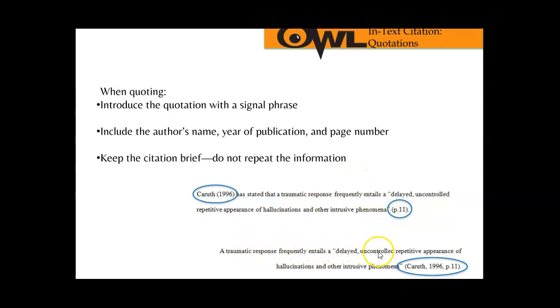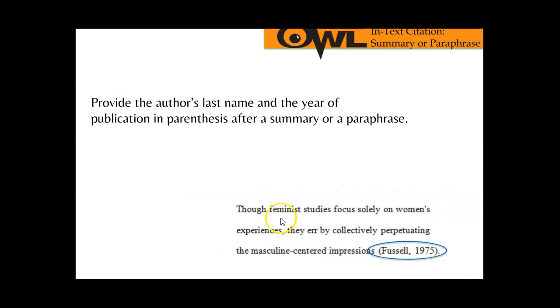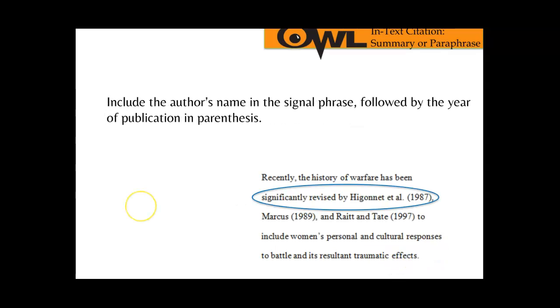Down here you can see that they did not use the author's name in the signal phrase, so they put the citation at the end of the sentence. And I had mentioned this before, if you paraphrase or summarize, then you put the author's last name and the publication year at the end of the sentence. Make sure you note the spacing, the punctuation, and again, here is including the author's name in a signal phrase with the year. And here is the use of multiple reference resources.